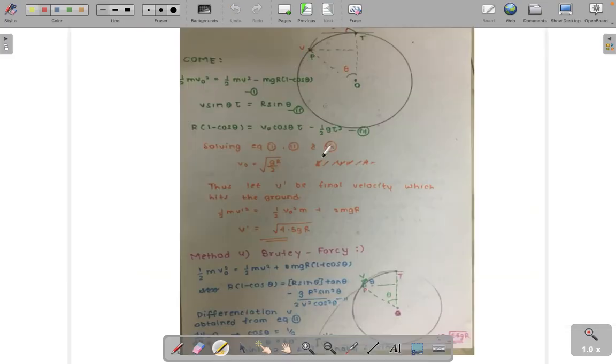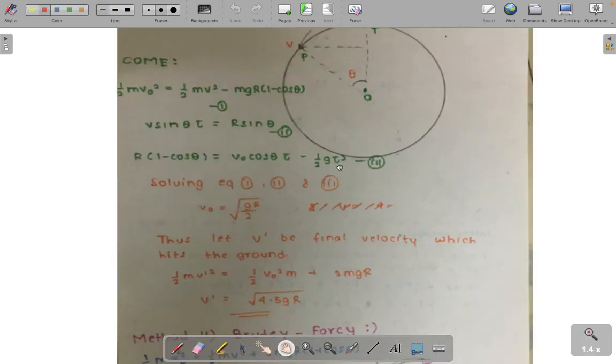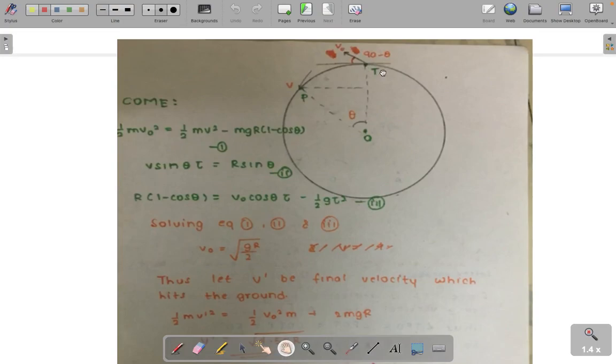So finally proceeding, consider the following markings. Topmost point T, the point which it has to graze is P, and the center is O. Angle TOP is theta.